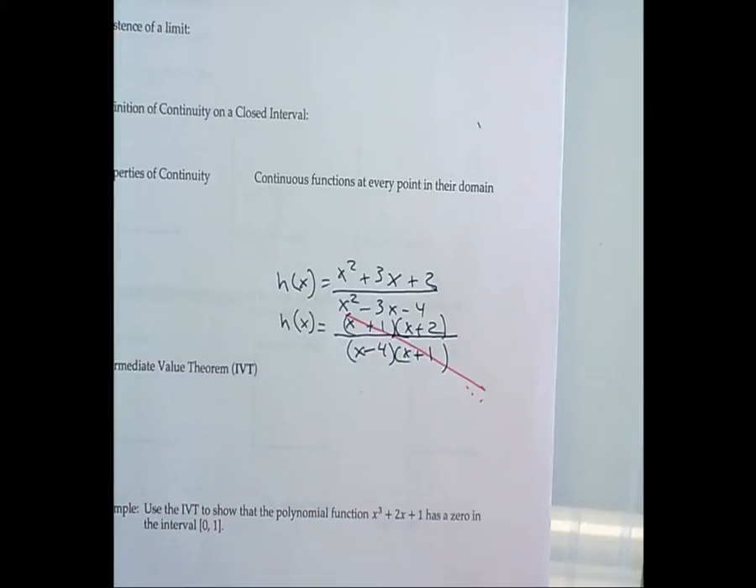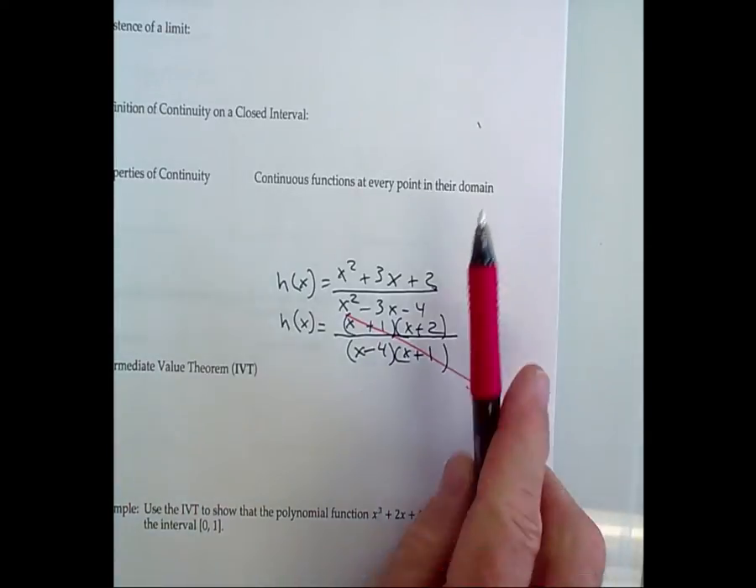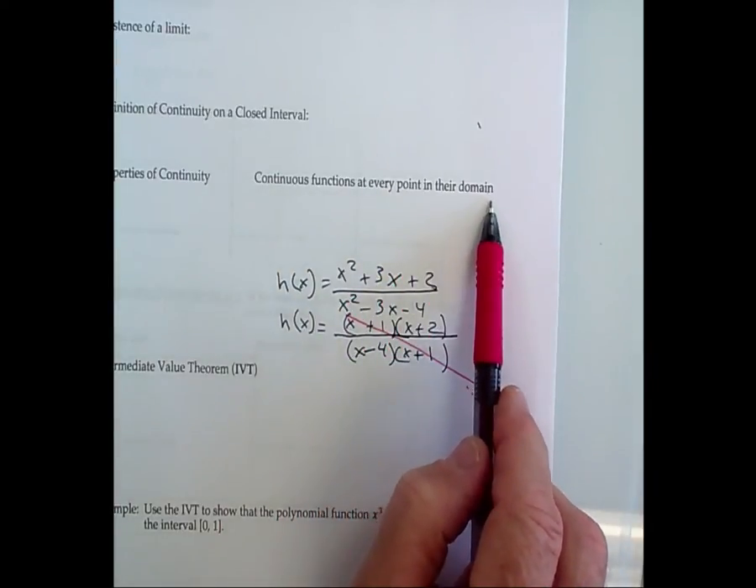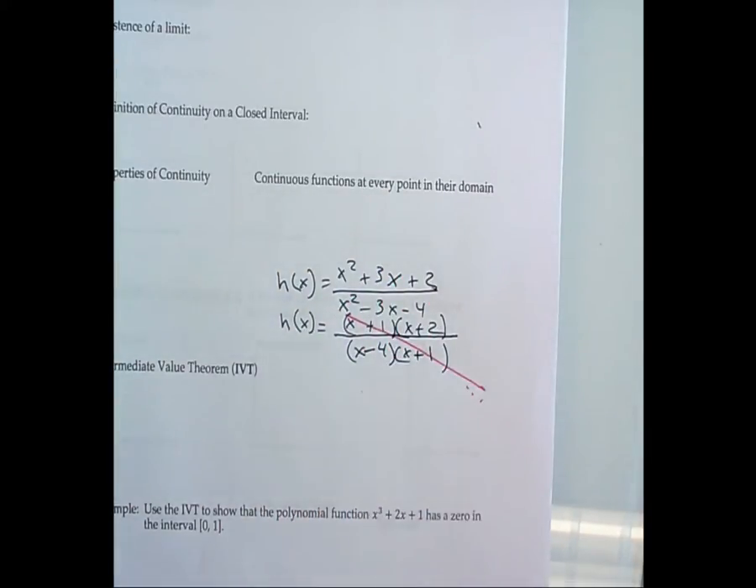Julia, notice it says continuous at every point in their domain. Do I have numbers that are not in the domain of this function? Did you say yes? Yes. Can you name one of those numbers? 4 I'm not allowed to use, correct? Because that would give me discontinuity, correct? Specifically, what type of discontinuity, Julia? What would it look like on a graph? Would it be a hole?